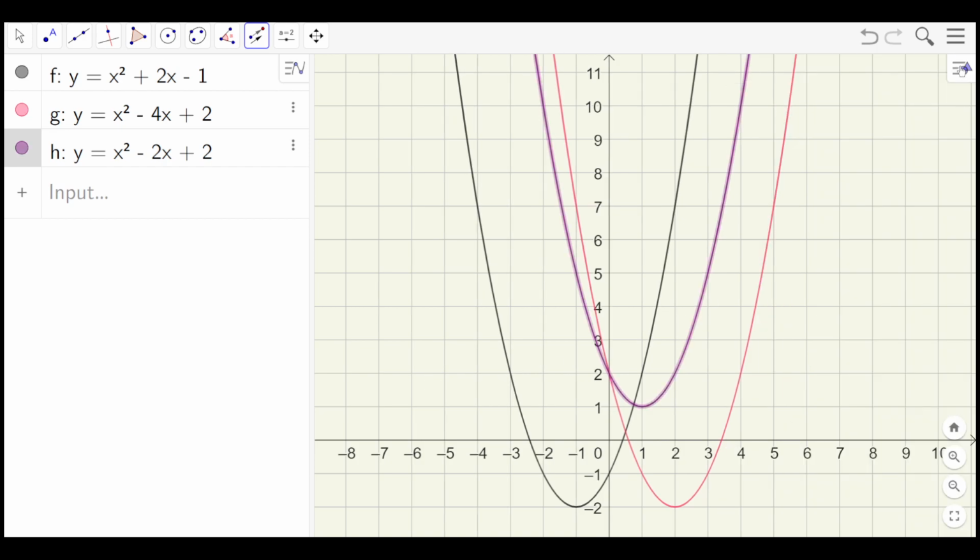Purple. Okay, so you see, if I ignore this, what has happened? This is the black one. I have moved it 2 units to the right and 3 units upward, and this is the purple one. So what I did is correct. Any questions? Okay, so this is something that I also want you to know about.